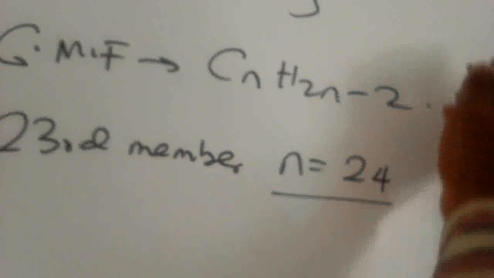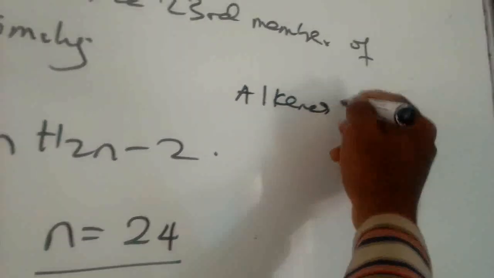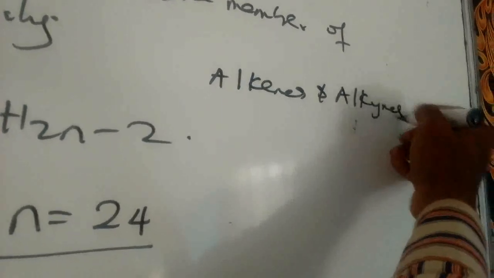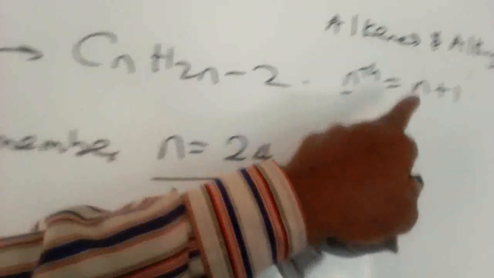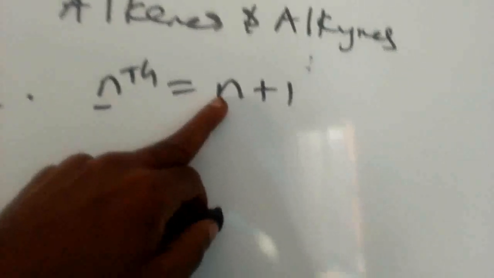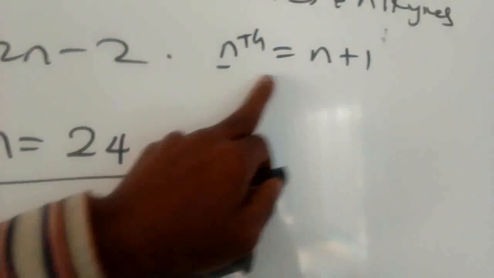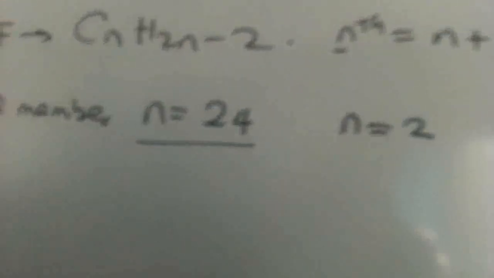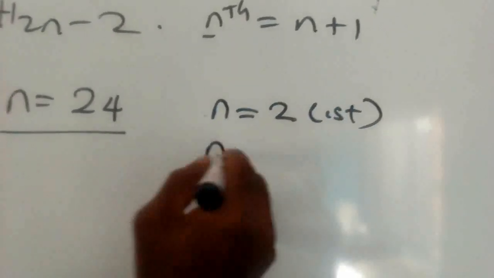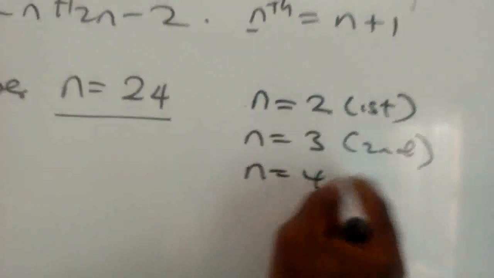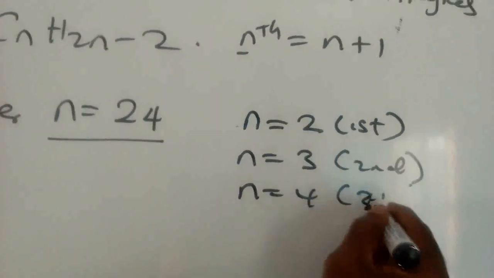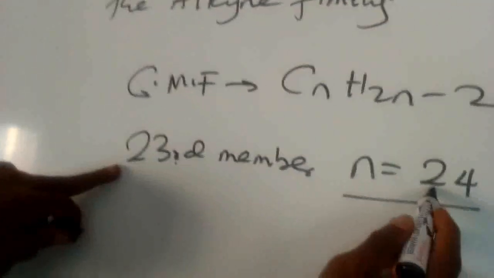Because we can say that the alkenes and alkynes obey the rule that n is the position plus 1 for any member. So the first member will be 1 plus 1, 2. Second member, I'll put 2 here, n now becomes 3. The third member, I'll put 3 here, n becomes 4. Because for the alkyne family, n starts from 2. So if the first member is 2, the second member will have n as 3. They add an extra 1. Third member will have n as 4. That means the 23rd member will have n as 24, not 23.